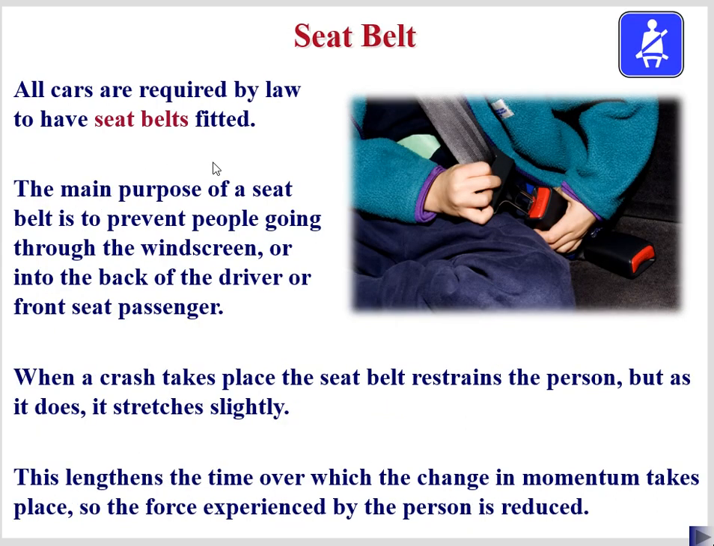Seatbelt. All cars are required by law to have seatbelts fitted. The main purpose of a seatbelt is to prevent people going through the windscreen or into the back of the driver or the front seat passenger. When a crash takes place, the seatbelt restrains the person, but as it does, it stretches slightly. This lengthens the time over which the change of momentum takes place.